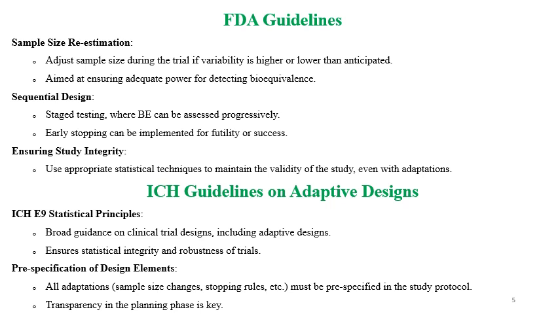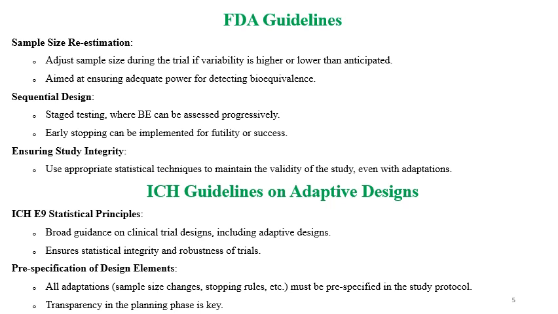Sample size re-estimation involves adjusting the sample size during the trial if variability is higher or lower than anticipated. So you might be knowing about this. If variability is more, you can increase the subjects. Or if it is lower, then you can stop the study at that point. Sample size re-estimation is aimed at ensuring adequate power for detecting bioequivalence. Sequential design is staged testing where BE can be assessed progressively. Early stopping can be implemented for futility or success. Ensuring study integrity: use appropriate statistical techniques to maintain the validity of the study even with adaptations. So study integrity is a must.